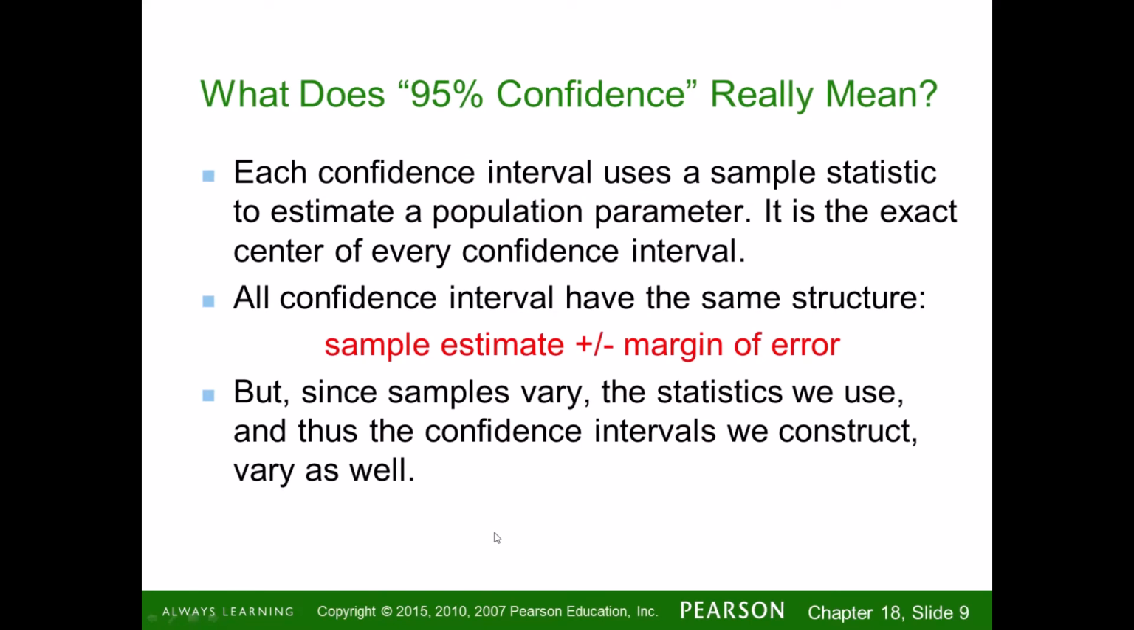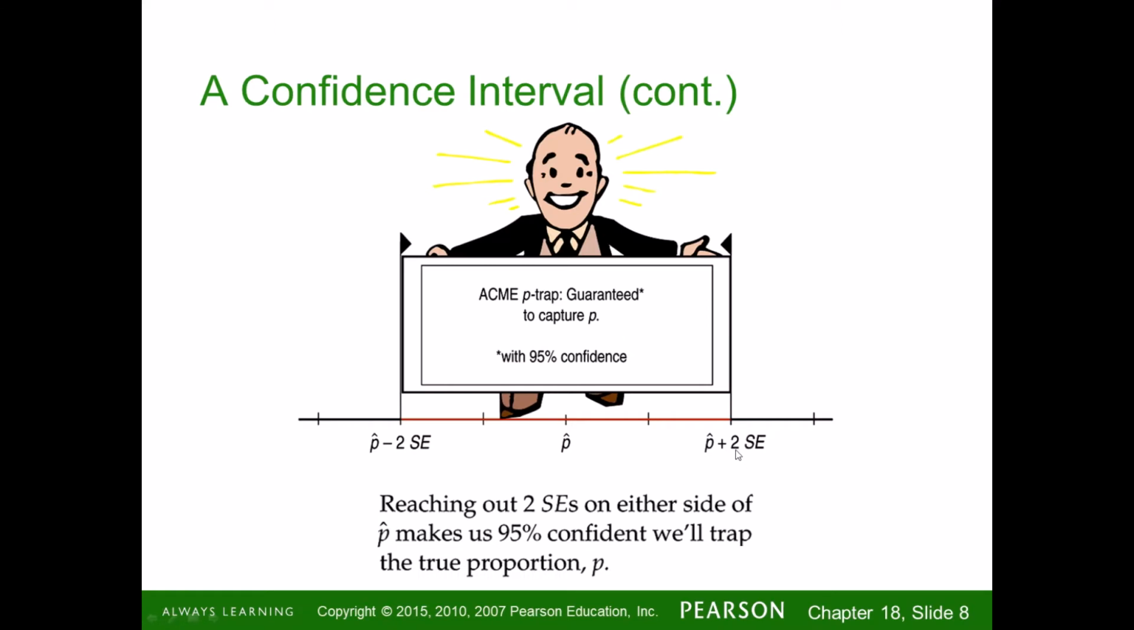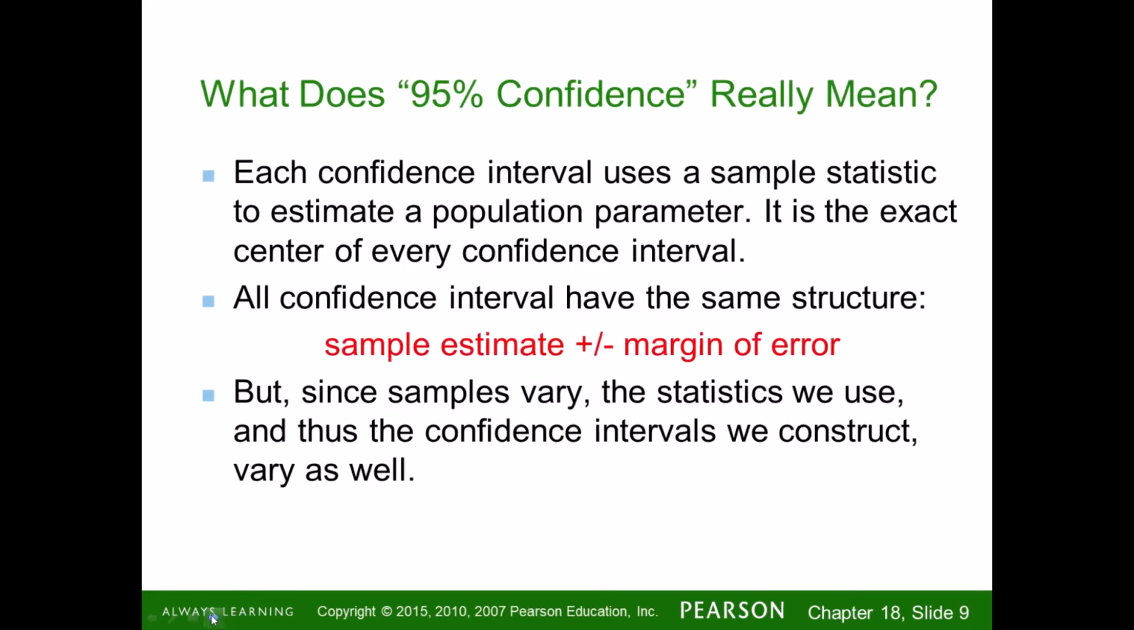So what does 95% confidence really mean? Like I said, every confidence interval you generate uses a sample statistic to estimate a population parameter. The exact center of every confidence interval is that sample estimate, in this case p-hat, in the next chapter mu. So it's the sample estimate plus or minus a margin of error. And 2 standard errors above and 2 standard errors below constitute that margin of error. Since samples vary, the statistics we use will also vary, and thus the confidence intervals we construct will vary as well. So it's not likely that if we sample differently, we would see 2 exactly the same confidence intervals.